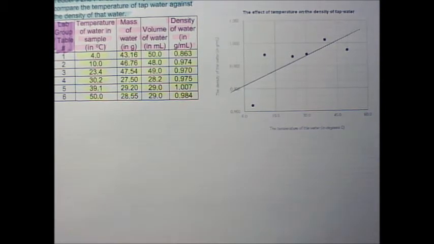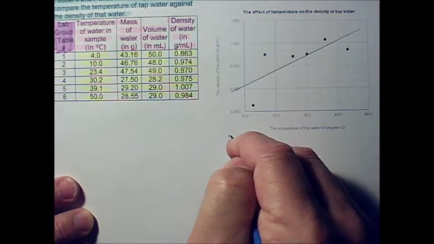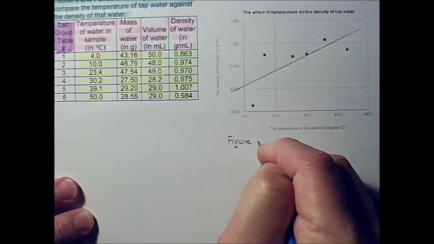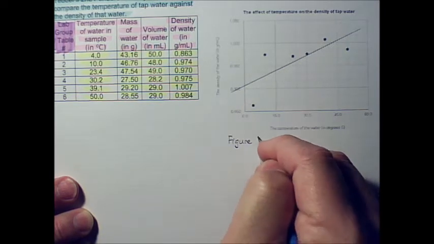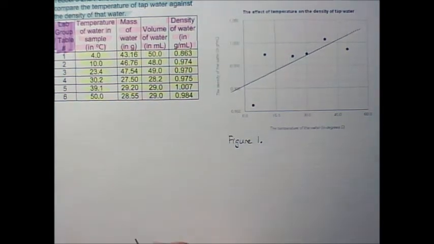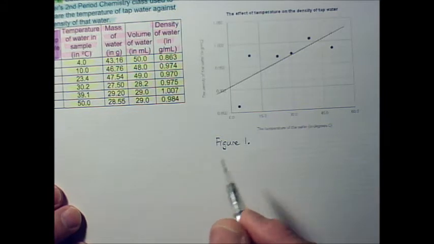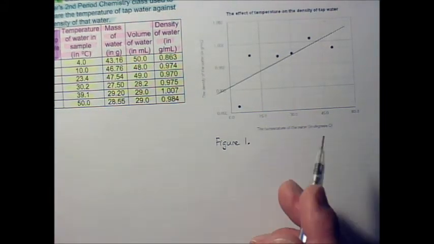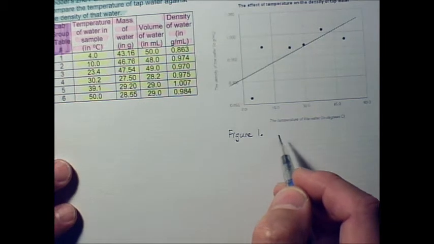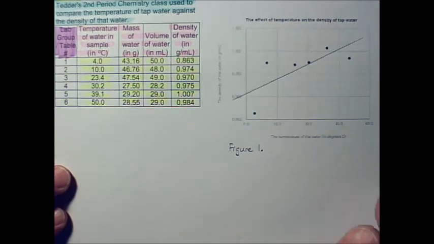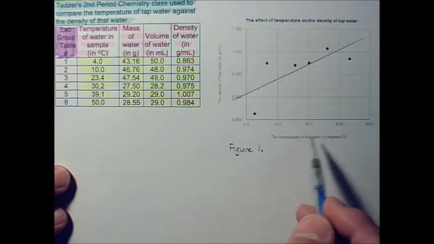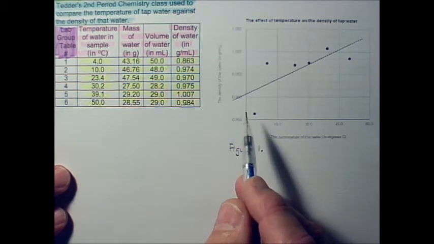All right. What we need down here in the bottom, though, that wasn't on there was a figure label. And this is the first graph, so this is figure number 1. And then we need 3 things in the figure label. We need to tell me what's in the graph, why it's important, and what does the analysis tell me? What does that pattern we see here tell me about the behavior of temperature versus density? So first thing is, this figure is a comparison of the temperature of tap water and the resulting density.